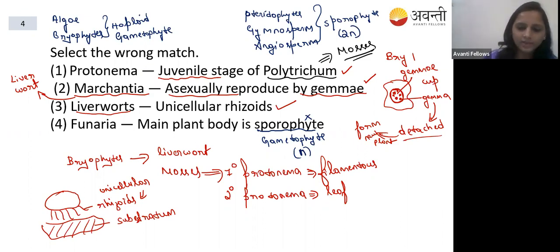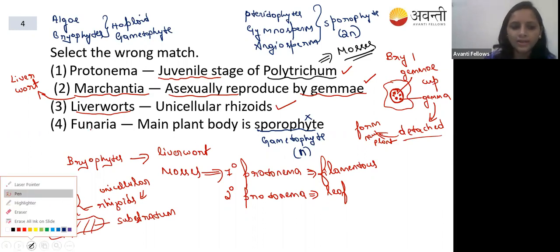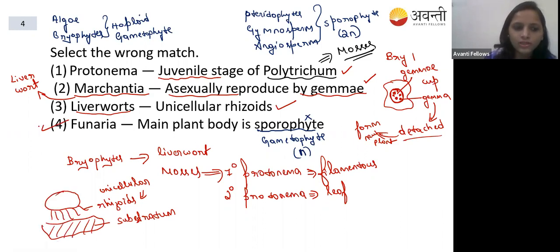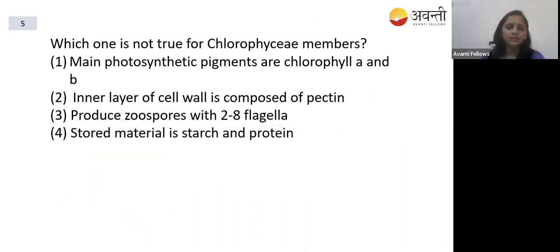Fine. I think you understood which is the correct answer, guys. The correct answer is option 4, because they asked for the wrong match. It is not a sporophyte, it is a gametophyte. The other options are correct. Let us go to the next question.